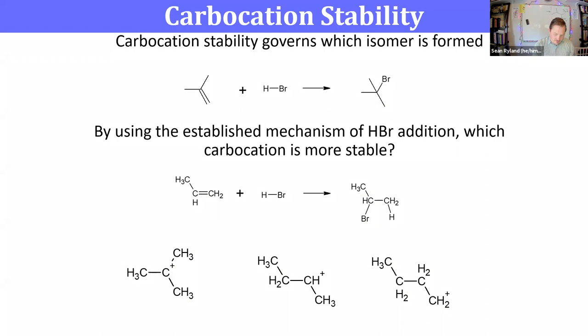So we wind up making this product almost exclusively. We make almost none of the opposite, where we would put the bromine on the primary carbon. Because we have to go through that carbocation intermediate. And if we have a choice between putting a positive charge on a secondary versus a primary, it's always going to go on the secondary. 99.999% of the time.